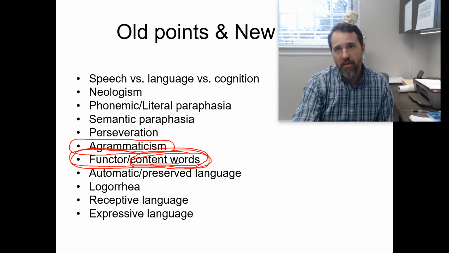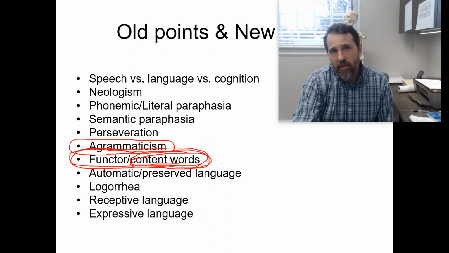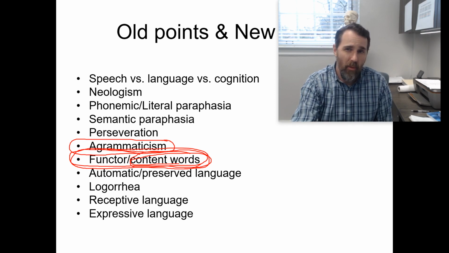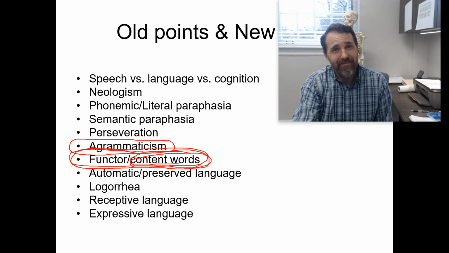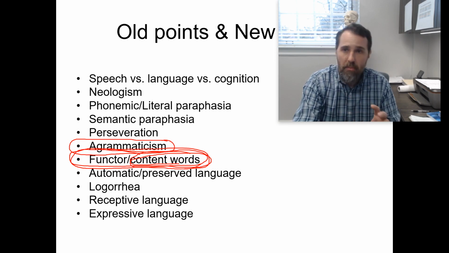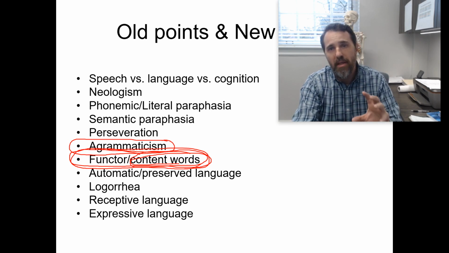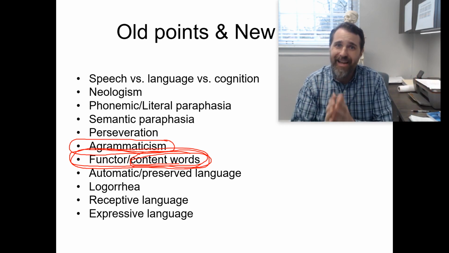So if I were to give you the sentence, "It's a lot of fun being here," that has all the functor words and the content words. If I were to boil that down just to content words, I could just say, "Fun being here," and nod and smile, and the communication to you would be the same as the full utterance, although I've made it very agrammatic.